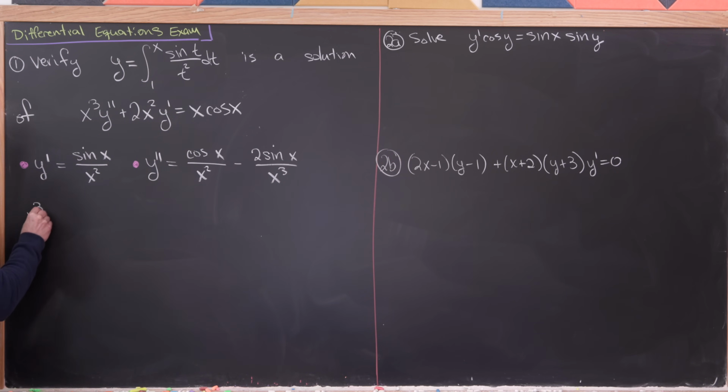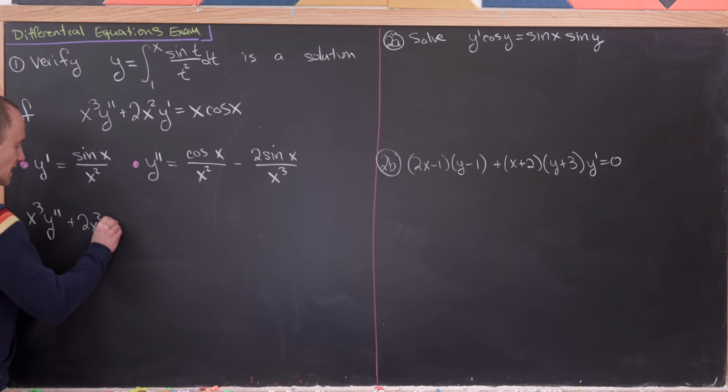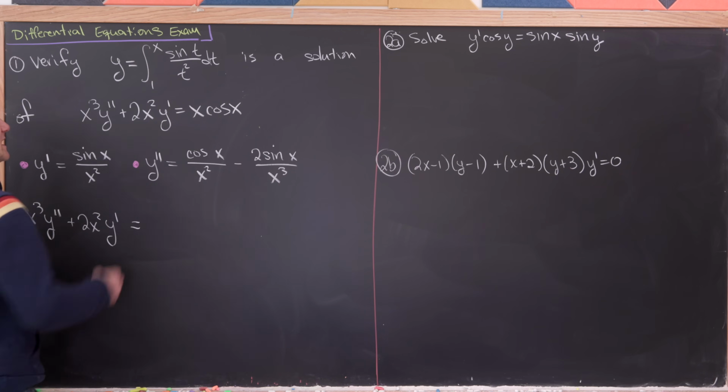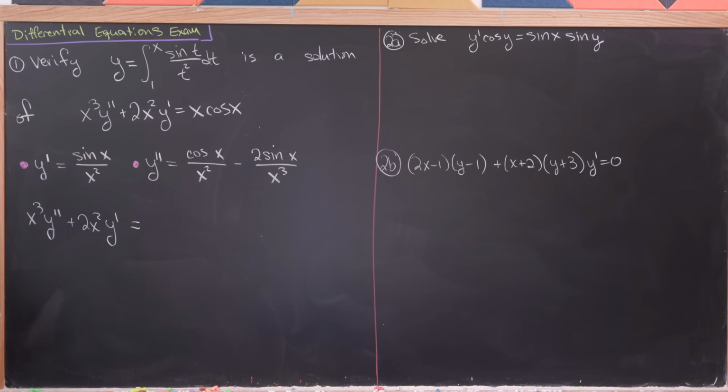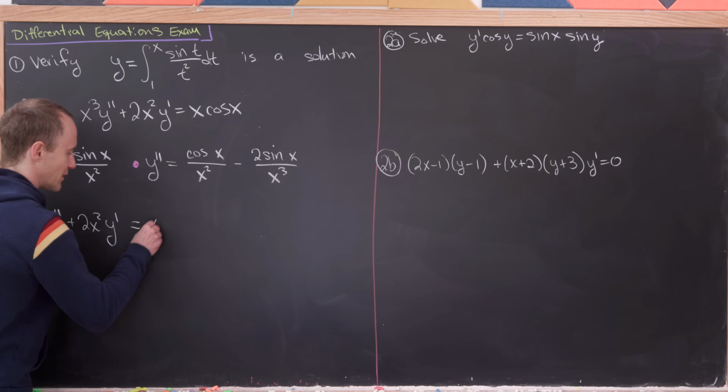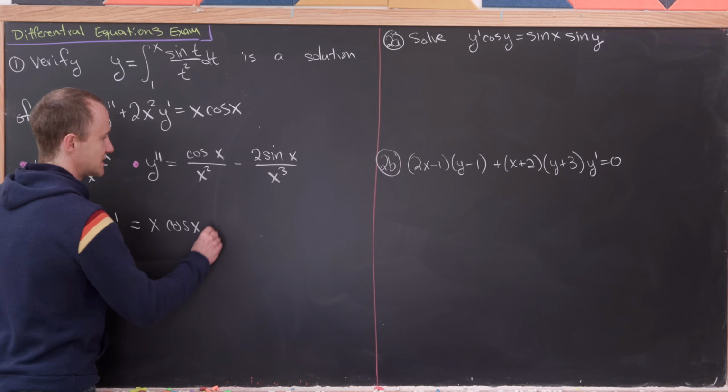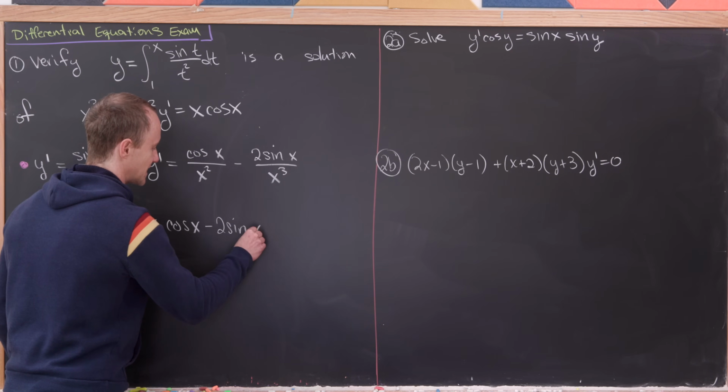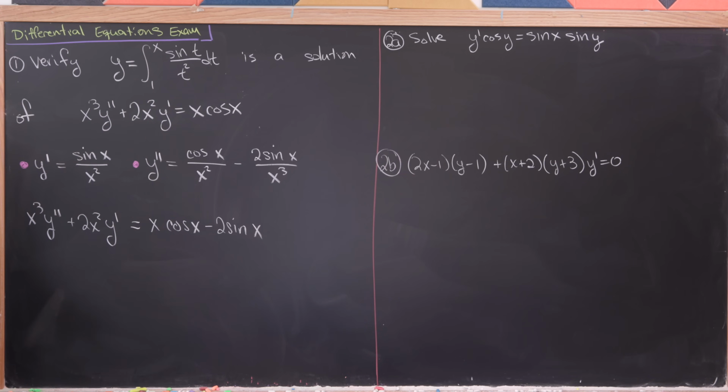So now let's do x cubed times y double prime plus 2x squared times y prime, and ensure that we get x times cosine x. Let's observe that this x cubed will cancel out these denominators in my y double prime and leave me with x times cosine of x minus 2 times sine of x. Because we just have an x squared in the denominator of cosine, so when we multiply by x cubed, it cancels as such.